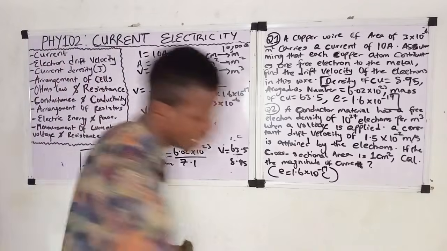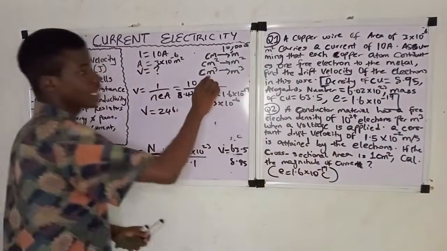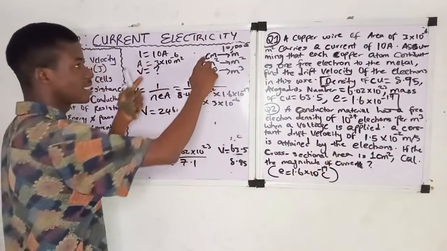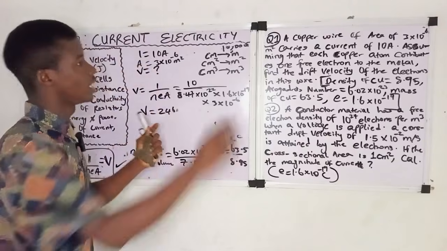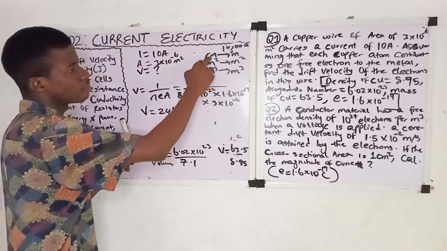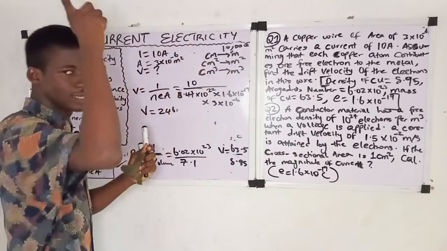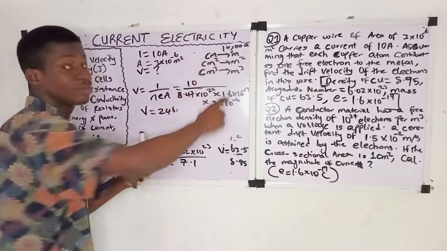That is 1 million, right? Yes. So if we want to convert from centimeter cube to meter cube, we divide by what? 1 million. Hope that is clear. From centimeter to meter, you divide by 100. Then if I want to convert centimeter cube to meter cube, you now divide by what?